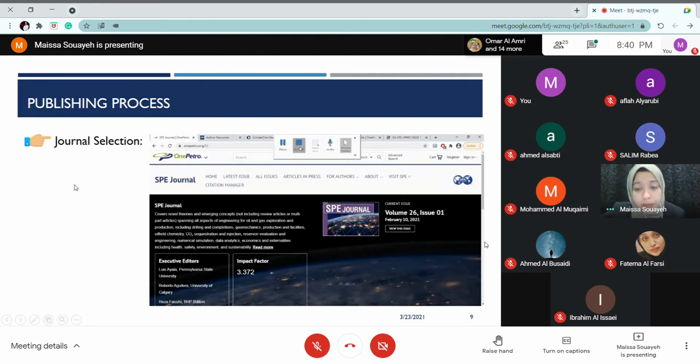Okay, so now at this stage, I think we are aware of what a technical paper is, what the types of technical paper are, what the benefits of publishing are, what the process of publishing is, and how to select a journal to publish in. Now to the main important part, writing the technical paper.